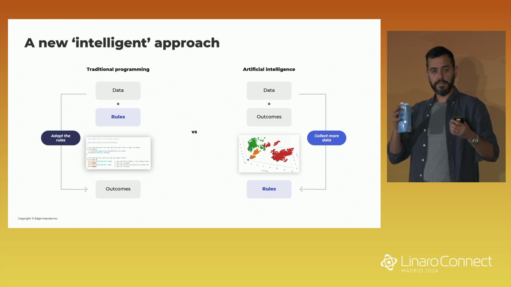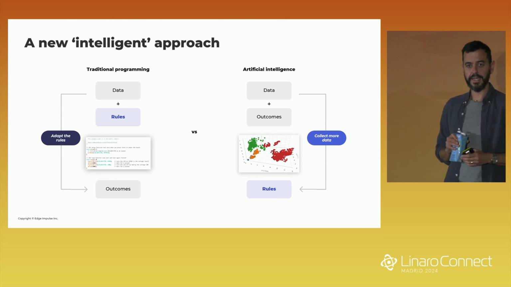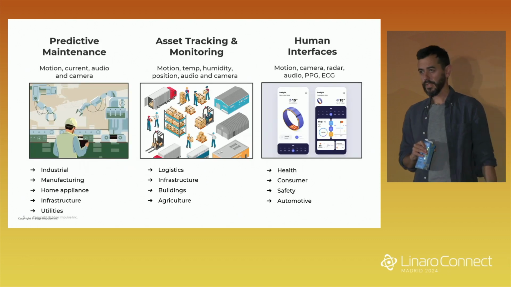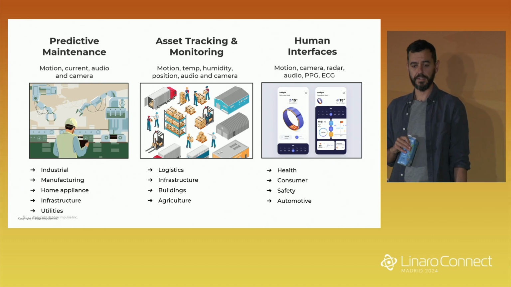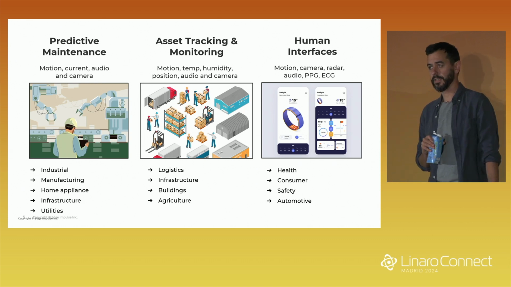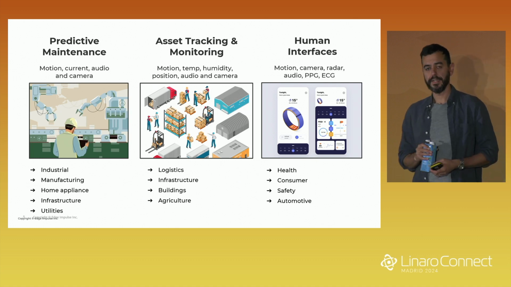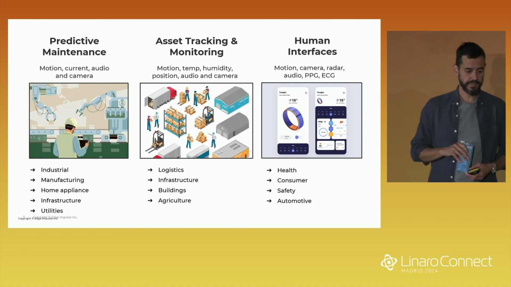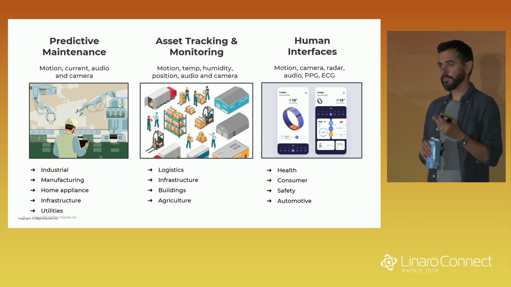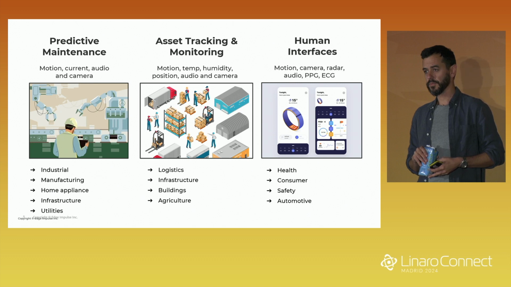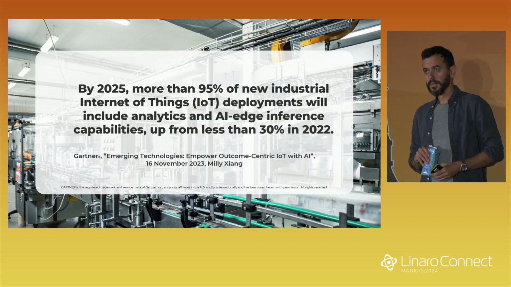So AI plus IoT creates this edge AI revolution. And then you can get into any industry. It's a worldwide phenomenon. Our customers range from health appliances, health devices, to industrial devices, asset tracking, predictive maintenance, which is the biggest one, in industrial, in home appliances, etc.